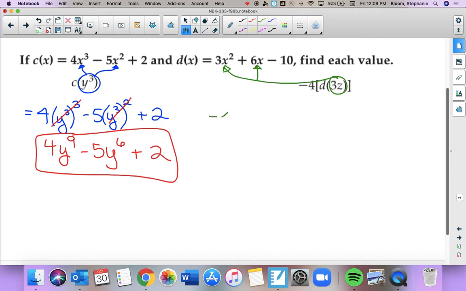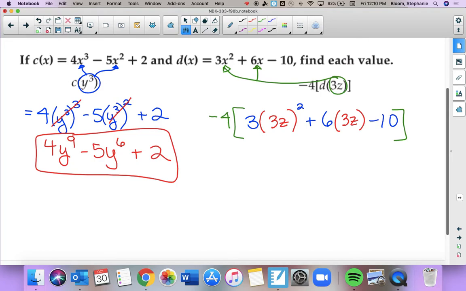So I'm going to put my negative 4 out here, and then I'm going to plug in my 3z into that d function. Okay? So that would be 3 times (3z) squared plus 6 times (3z) minus 10. And then you're going to do your order of operations. So we're working inside the brackets first. And inside those brackets first, I need to do exponents.